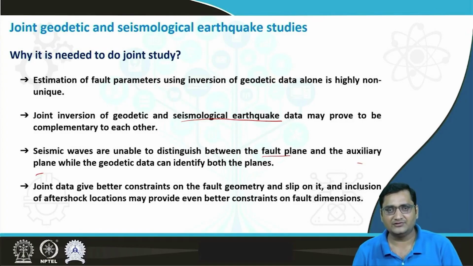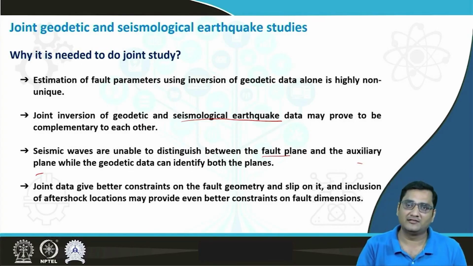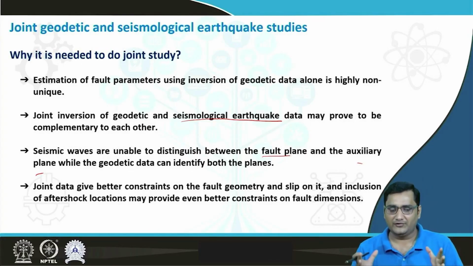On the other hand, geodetic data cannot provide you the information about the rupture process, but that can be easily done by the seismic wave data. So if we model both the data together, then we can have better constraints on the fault geometry and can find the slip in a better way.